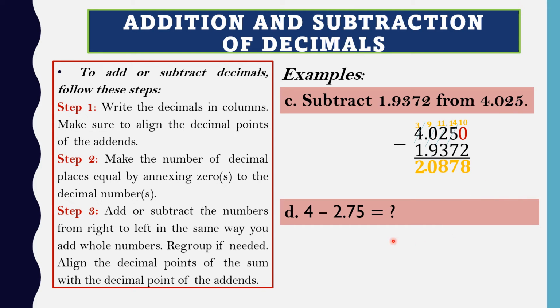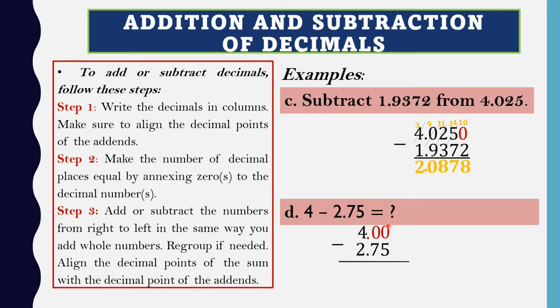Example D. So subtract 4 minus 2.75. Our minuend is 4. Subtrahend is 2.75. Again, 4 here is a whole number. That means that the decimal point is after the digit. We annex zeros for it to be easier for us to subtract.